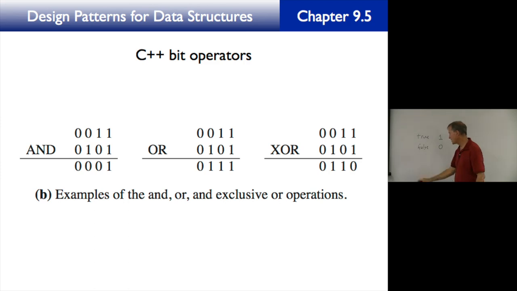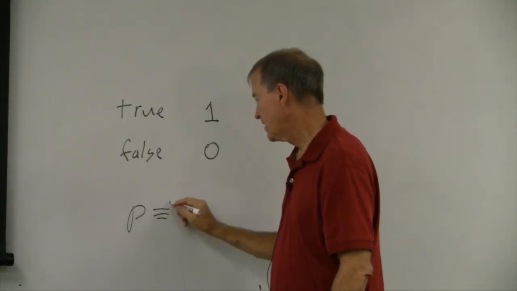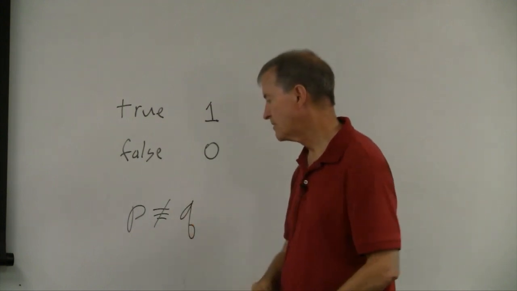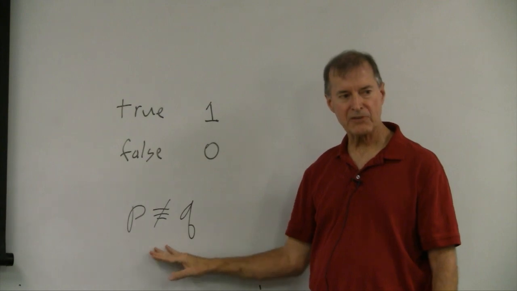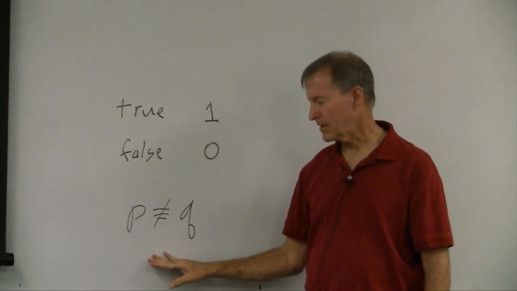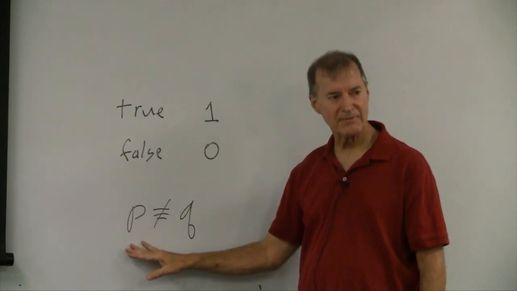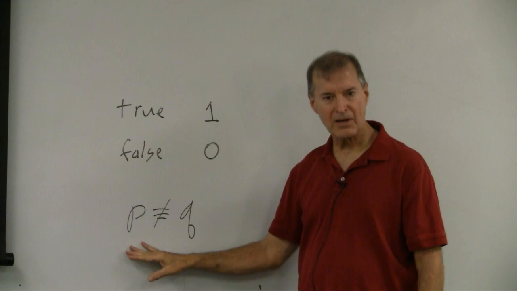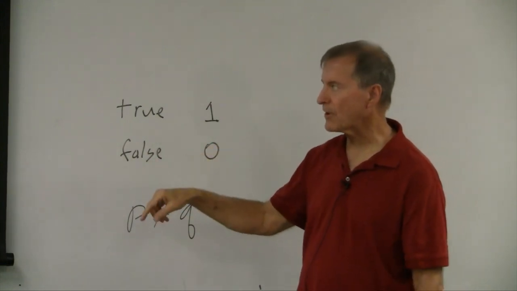Now, you know what we did in formal methods? P is not equivalent to Q. What was our truth table for P is not equivalent to Q? As long as only one of them is true. Yeah, it's if they're different. Right? Well, another name for that is exclusive OR.